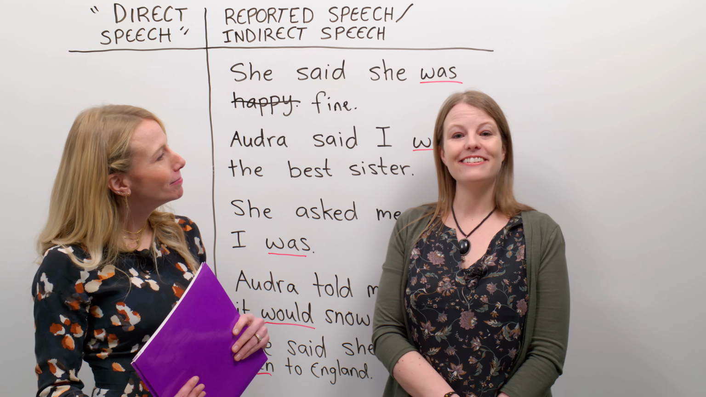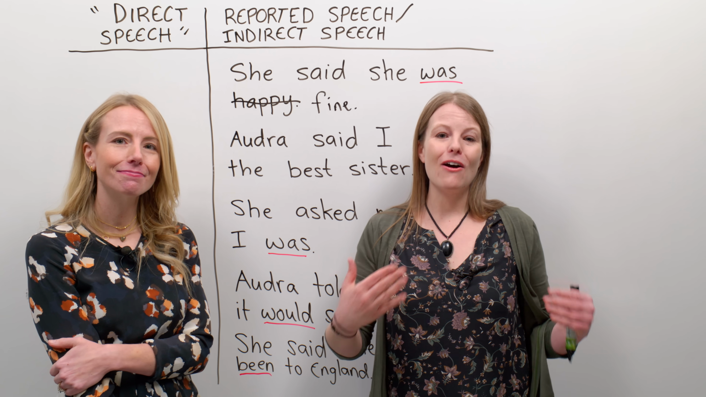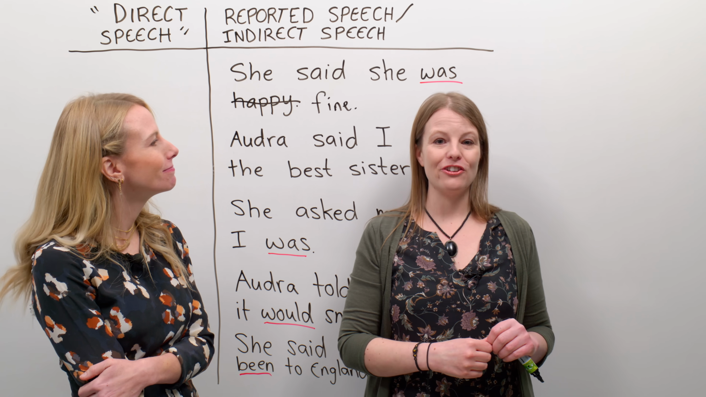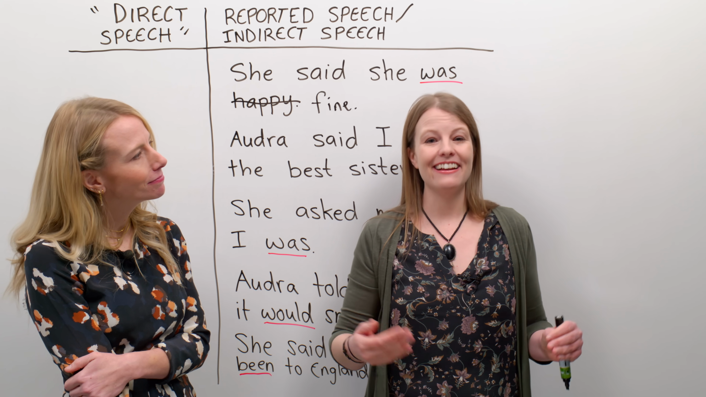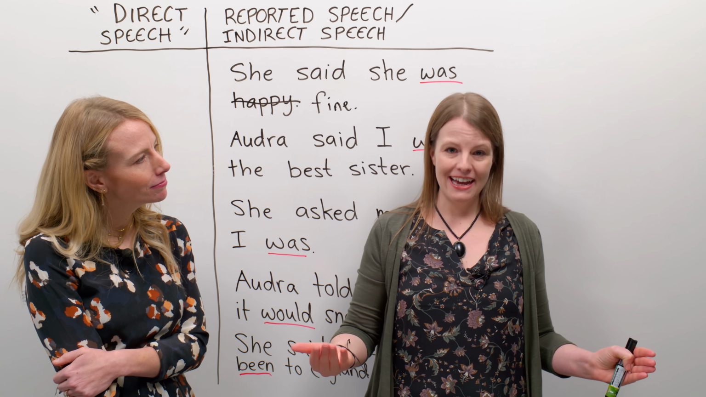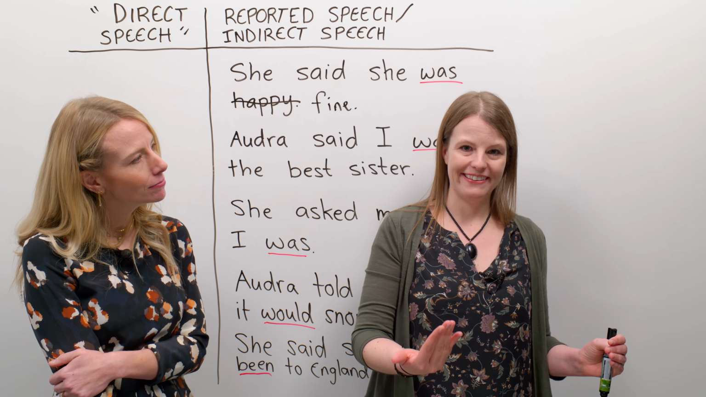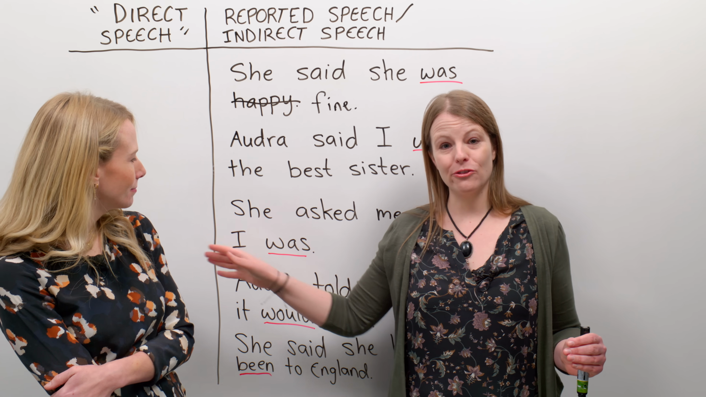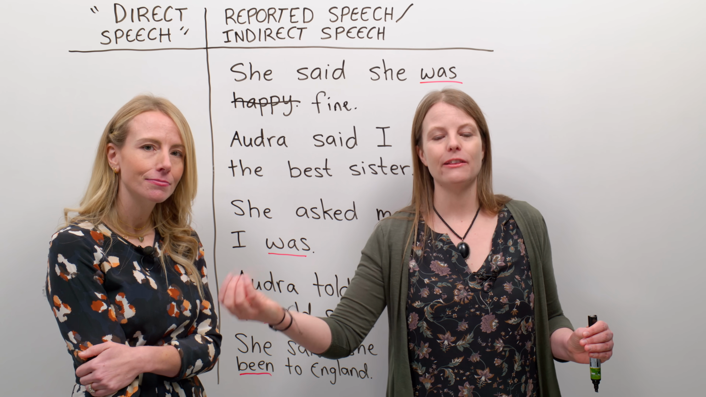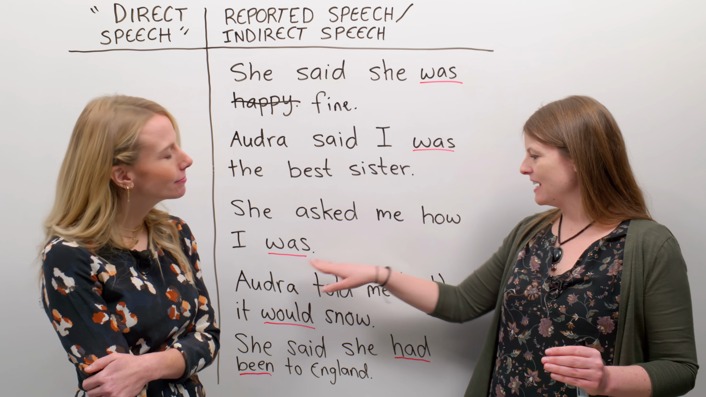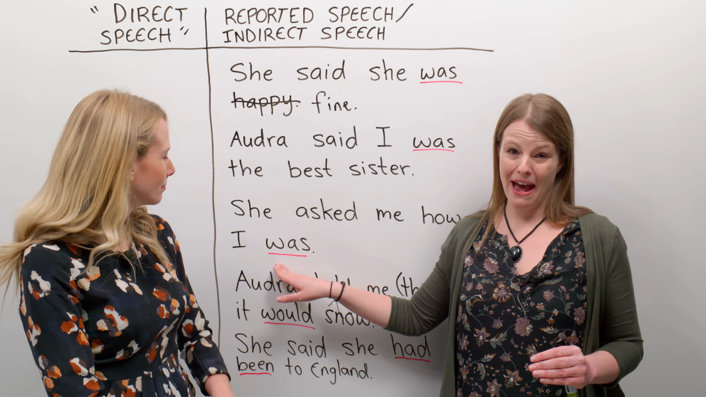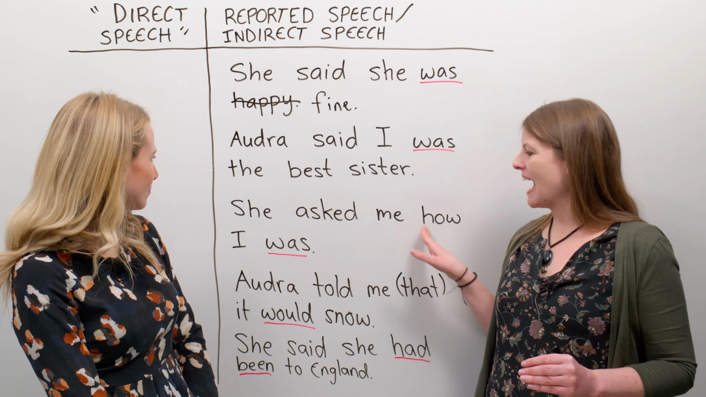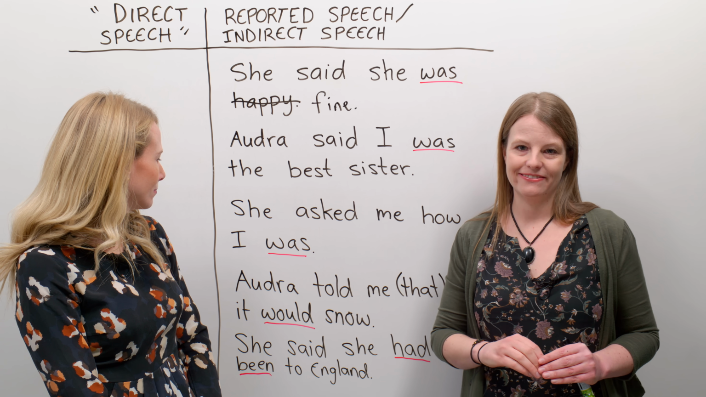How are you? Okay. So now I want to report the question Audra asked me. So I can say, Audra asked me how I was. Her actual question was, how are you? Which is in the present. I had to change the verb to the past. She asked me how I was.